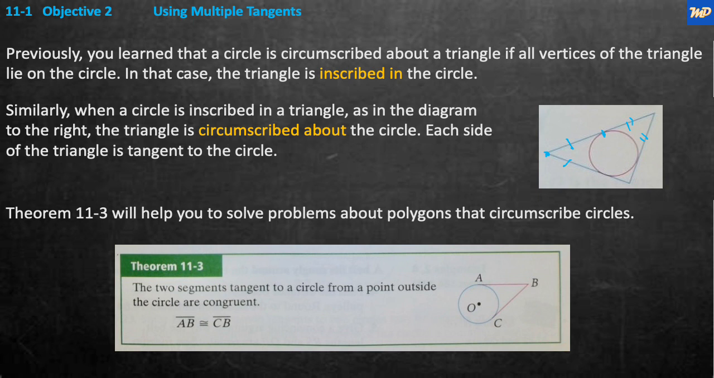I jumped ahead and wrote my lines wrong. So this little teeny one, I missed it here. This one here and this one are going to be 3 dashes. I should have done it differently. But those two are congruent. So these two lines are congruent, these two are congruent, and these two are congruent. That's what Theorem 11-3 says. Segment AB is congruent to segment CB.